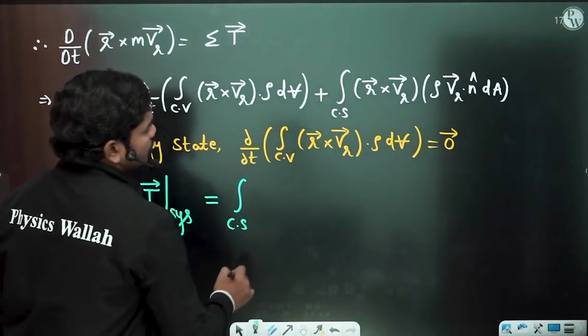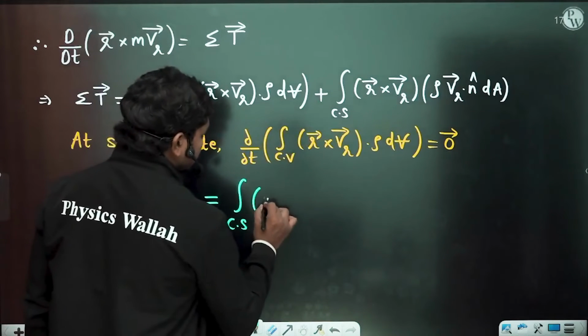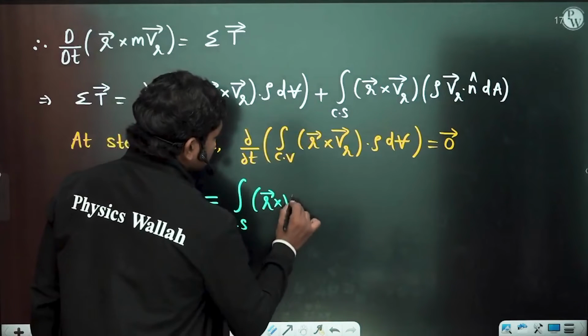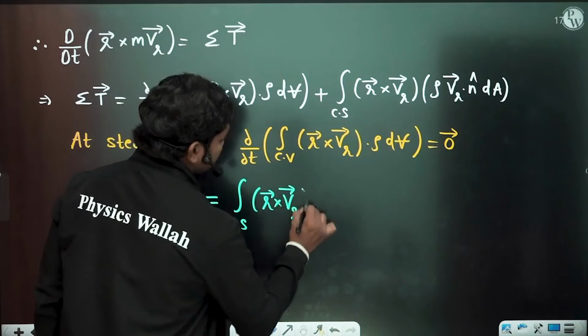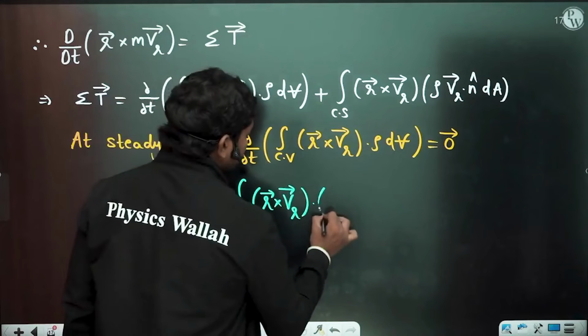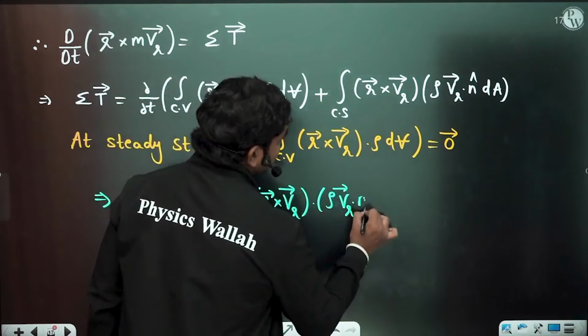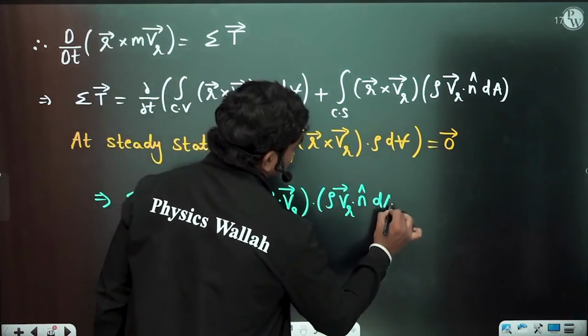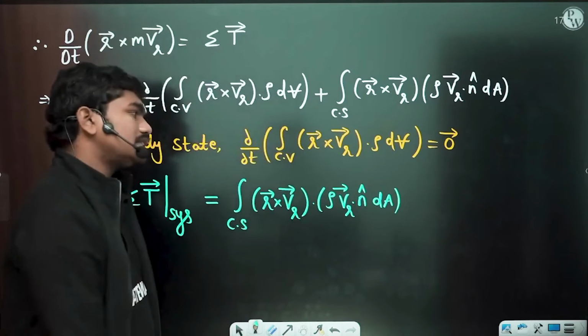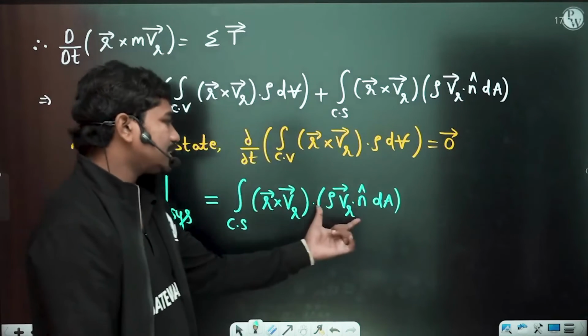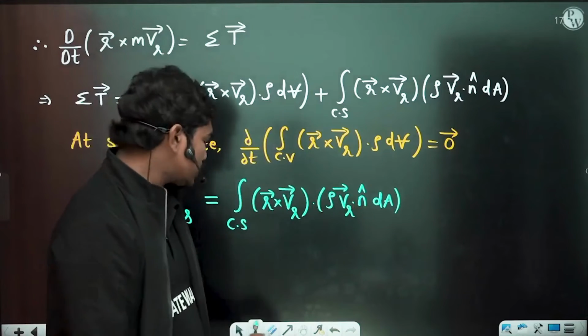If you take this over the control surface, this r bar cos v r bar into rho v small r bar dot n cap dA. So this is the total expression which is available. Here, this is a scalar quantity, the dot product of two vectors, the mass flow rate.